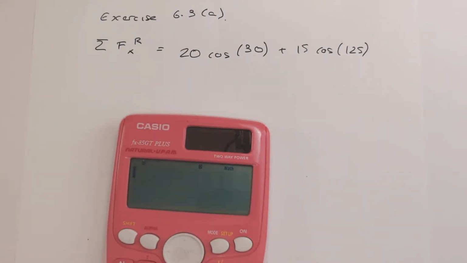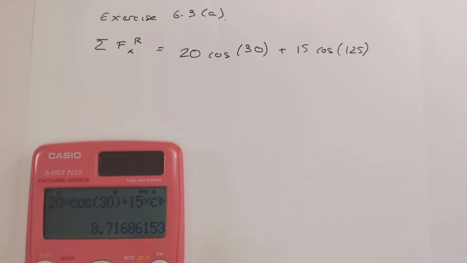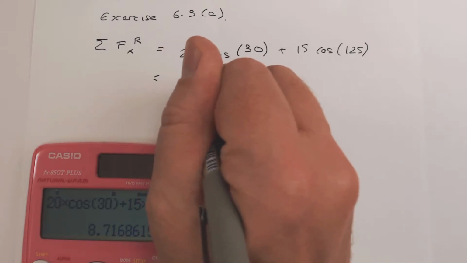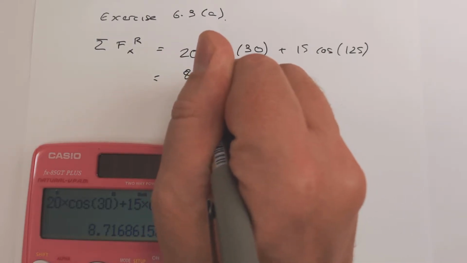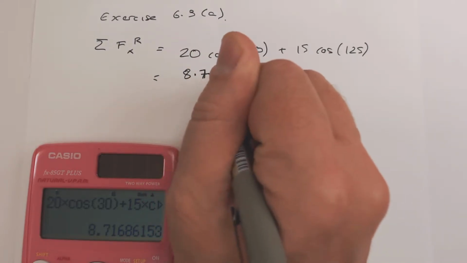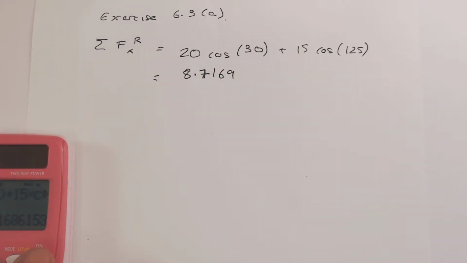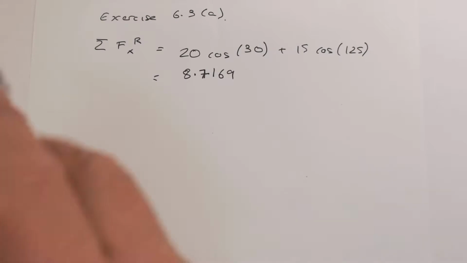So we've got 20 times cos 30 plus 15 times cos 125. Right, so that is a working calculation, so we're going to do that to 5 significant figures. So 8.7169. Now let's sum the forces in the y direction.